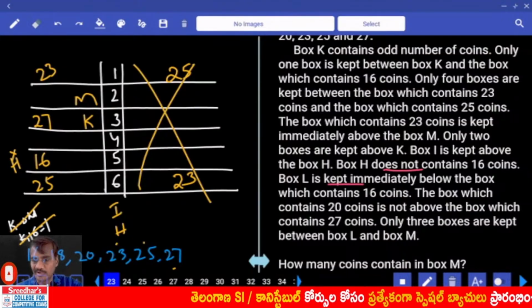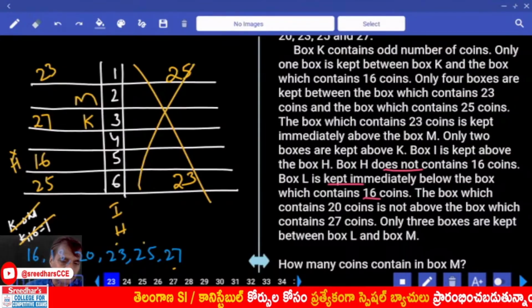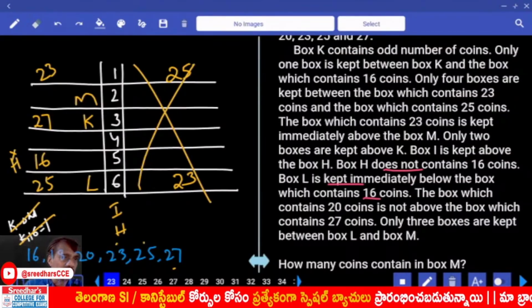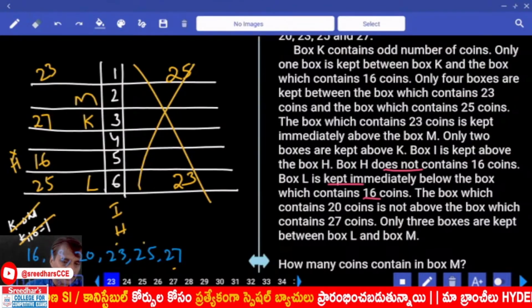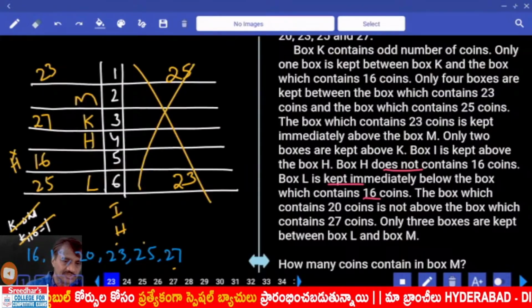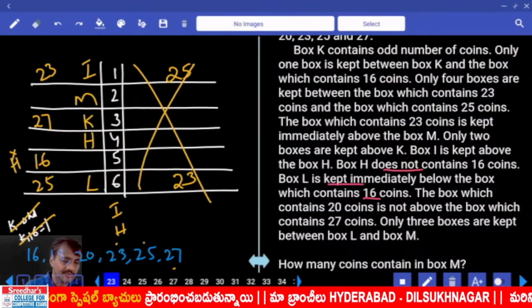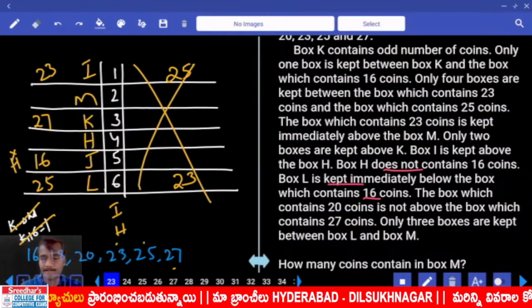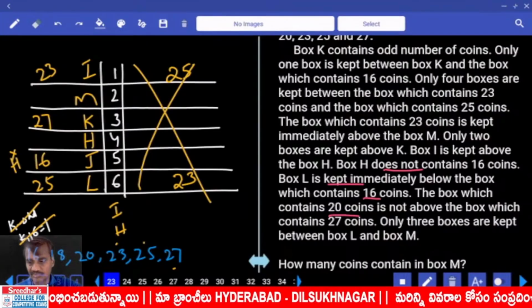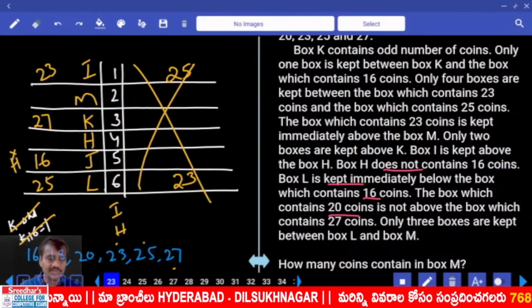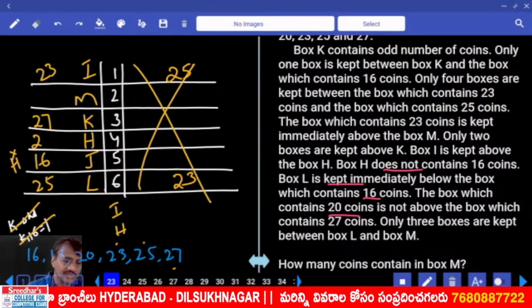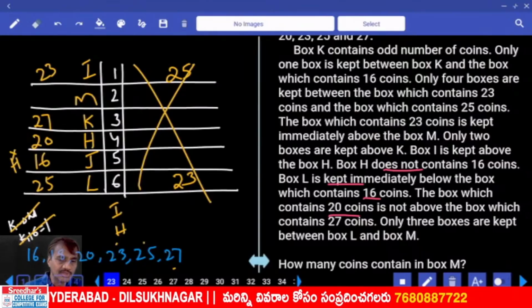L is kept immediately below 16, L is here. If L is here, H cannot be here as well. Then H must be here, H is here, I is here. What else is left over? M and J. J is left over. Then the box which contains 20 is not above 27, so 20 is below. If 20 is below, then 18.